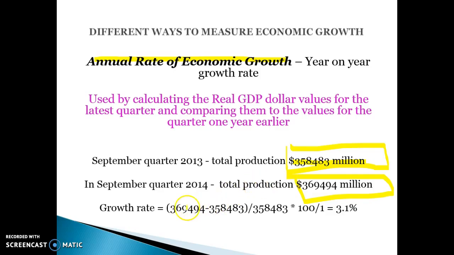So what we will do is this year minus last year's quarter, divided by last year's quarter, and then times it by 100. So pretty simple maths, just take this year's quarter's figures, minus last year's, and divide by last year's. And that gives an indication of how much stronger growth is this year in real terms compared to last year. In this case, it's 3.1%.